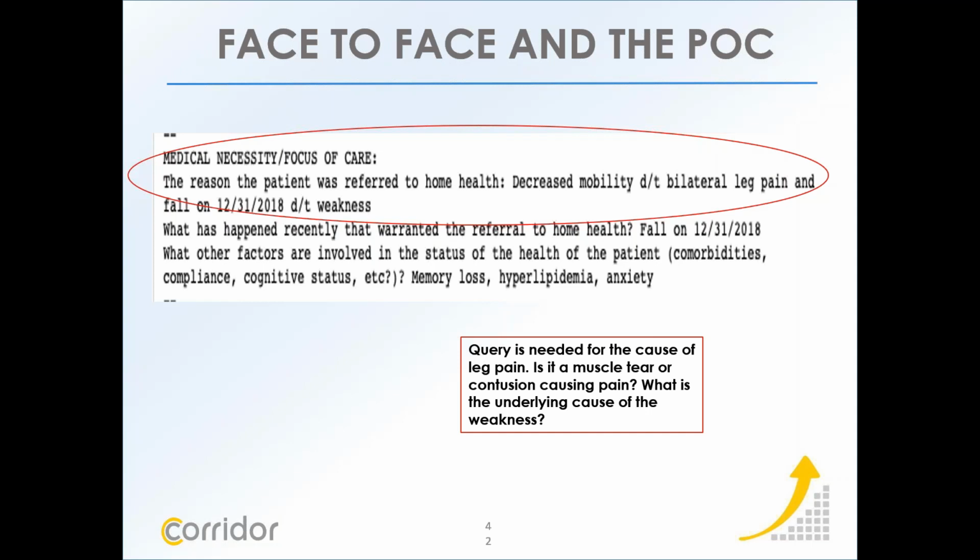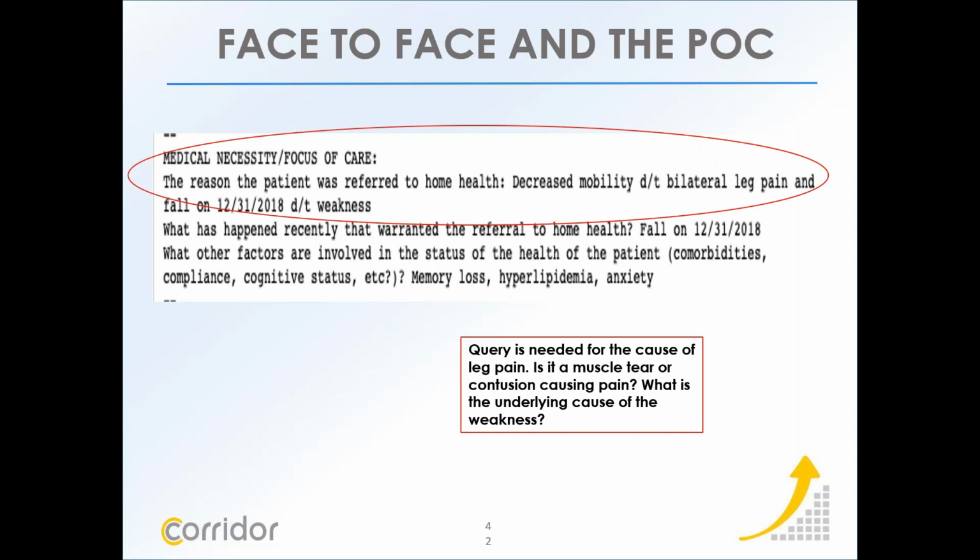If you start seeing referrals coming in, the patient was referred to home health for decreased mobility, not acceptable, due to bilateral leg pain, also not acceptable, and a fall due to weakness, majorly unacceptable. So we know nothing on this referral that we've gotten for this patient is acceptable. So in this case, they're saying all of this happened due to weakness.